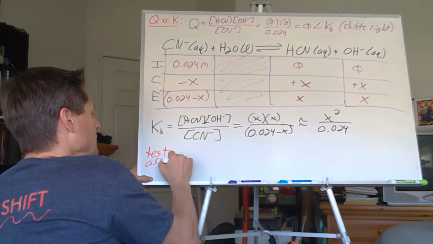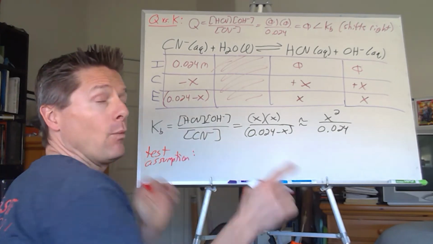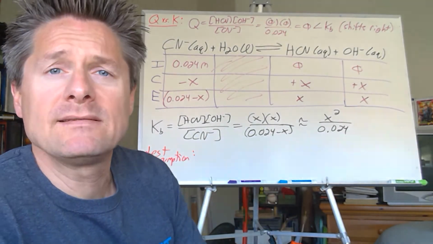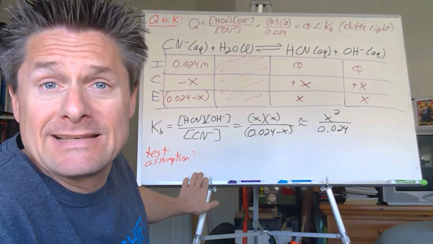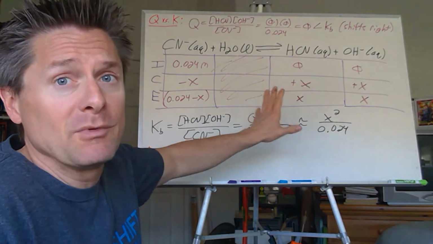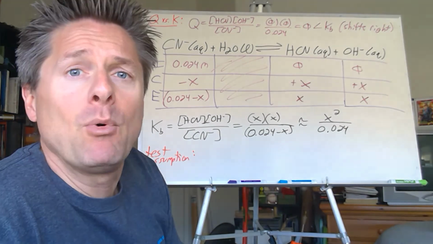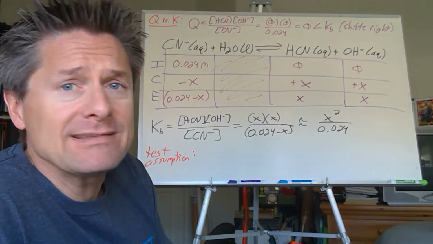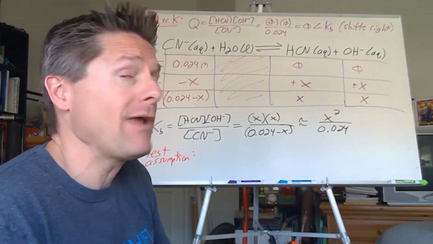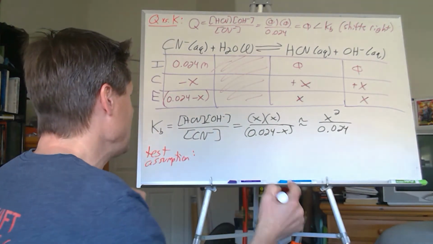Let's test the assumption. I will always designate 1 point on a quiz or an exam for the assumption validity test, right? So if you don't do it, you just assume it's valid and don't prove it, I'm going to ding you a point, right? If you do it, I'll give you a point. You have to prove it's valid. If it's not valid, you can't do it. You have to use the quadratic, right? Got to prove it to me. It's pretty easy to do.